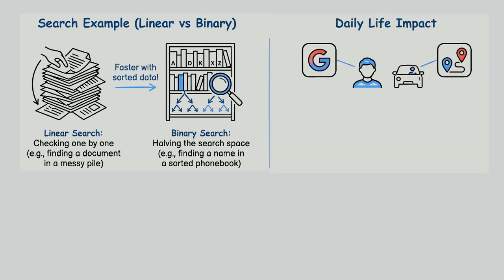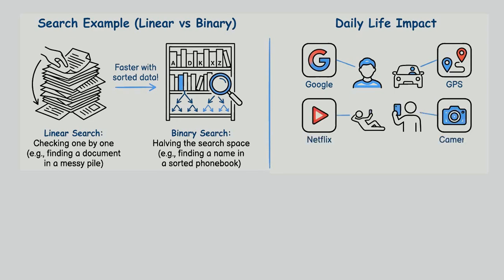And algorithms don't just matter in theory, they affect your daily life. Google's search algorithm ranks results, Netflix recommendation algorithms suggest shows, GPS uses shortest path algorithms, cryptography uses encryption algorithms, even your phone's camera uses algorithms to enhance photos.